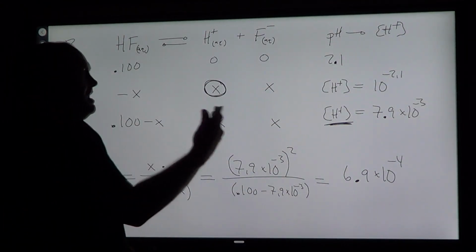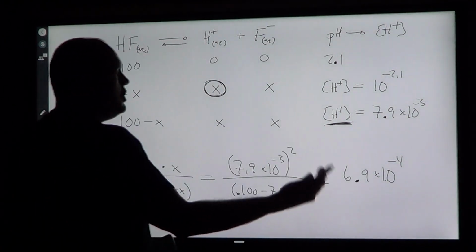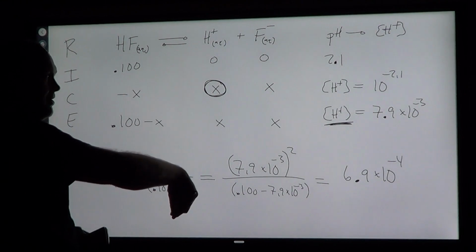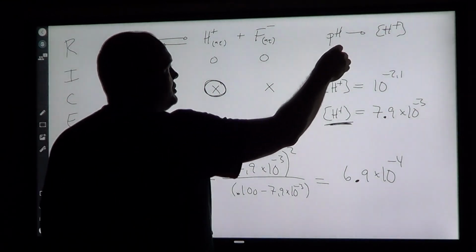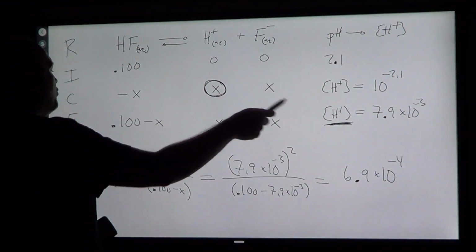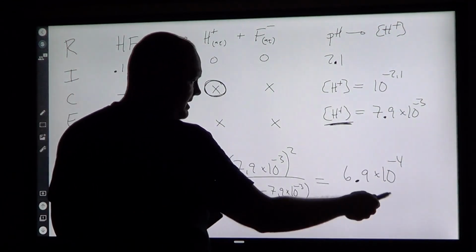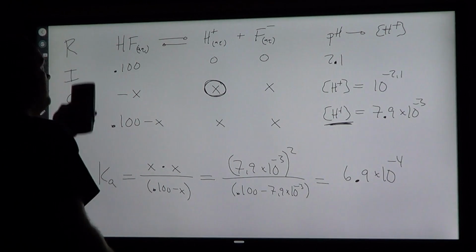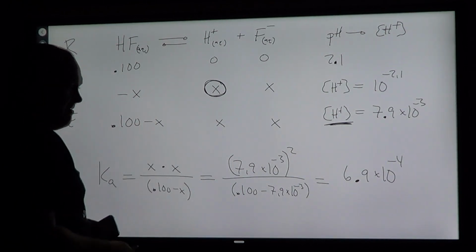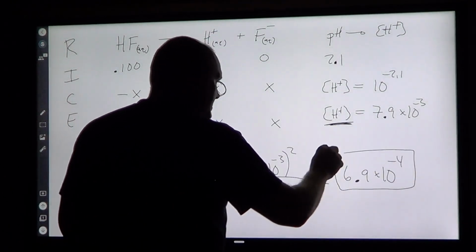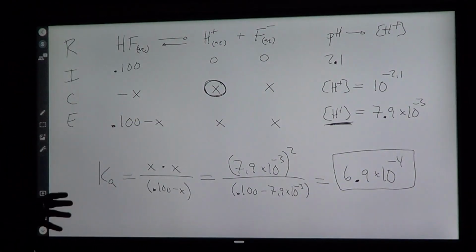Okay? So if you have a solution and you want to know what the acid is, you can put a pH meter in there, get the pH, run through the Ka, and you get this number, which is the Ka for hydrofluoric acid. You can help identify an acid by using the Ka. But this is how you do it.